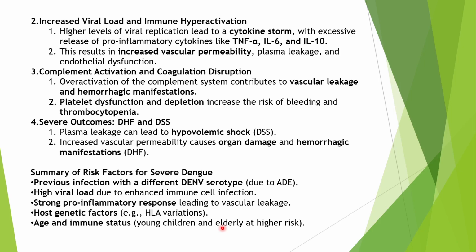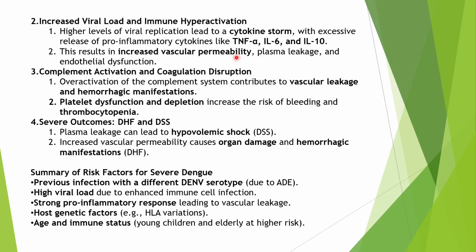Higher levels of viral replication lead to a cytokine storm, because when the concentration of the virus is too high, you need secretion of a lot of interleukins and pro-inflammatory cytokines. So it creates a cytokine storm with excessive release of pro-inflammatory cytokines like TNF alpha, IL-6, IL-10, and other interleukins. And this results in increased vascular permeability, because the cytokines have to attract the other immune cells to show their action at the site of infection.